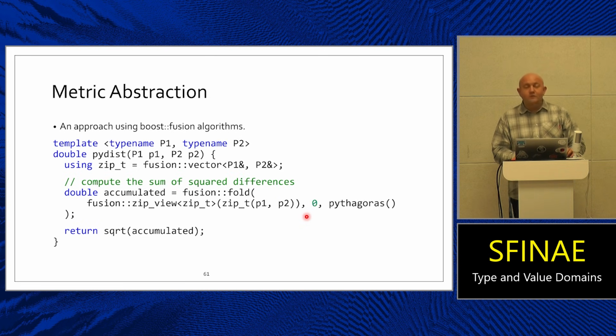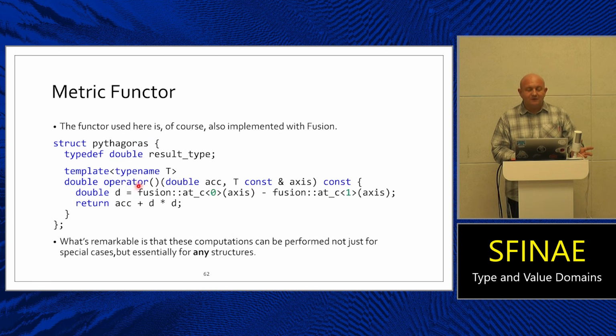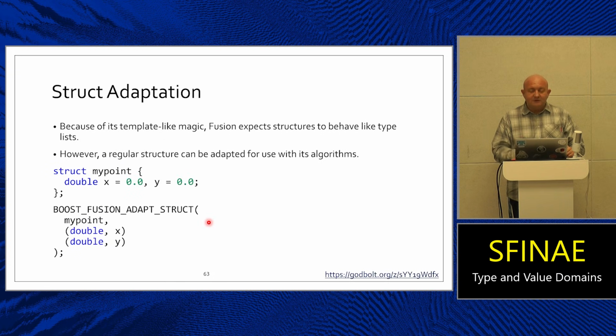And how would we implement the functor? Really simple. Fusion at 0 of arg minus fusion at 1 of arg. Return acc plus d times d. And it is straightforward. It subtracts corresponding components and adds up their squares. And the neat part is that Fusion lets us use the same code for any structure that behaves like a tuple. We are not limited to std tuple at all.